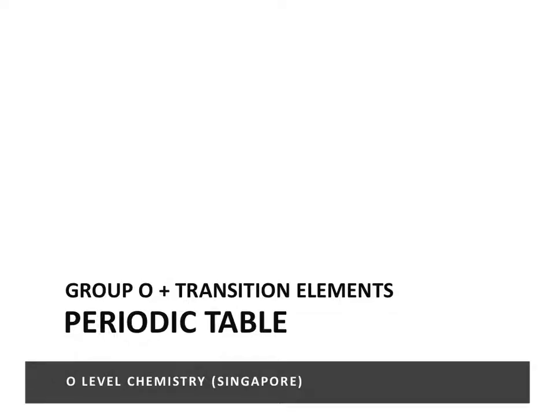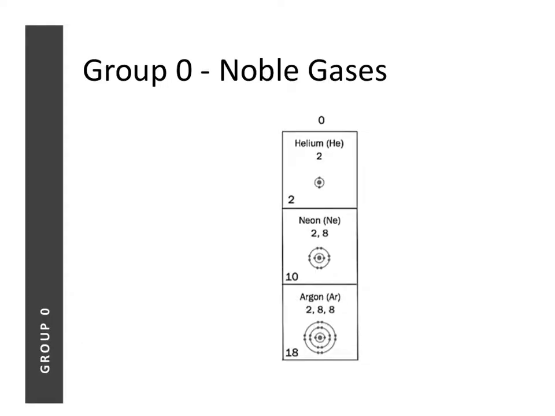In this last video for periodic table, we're going to look at the properties of group 0 and transition elements. Now first we're going to look at group 0 elements. Group 0 elements are also given a special name called noble gases. So if we look at the electronic configuration of the elements in group 0, I hope you can realize that they have a fully filled valence shell.